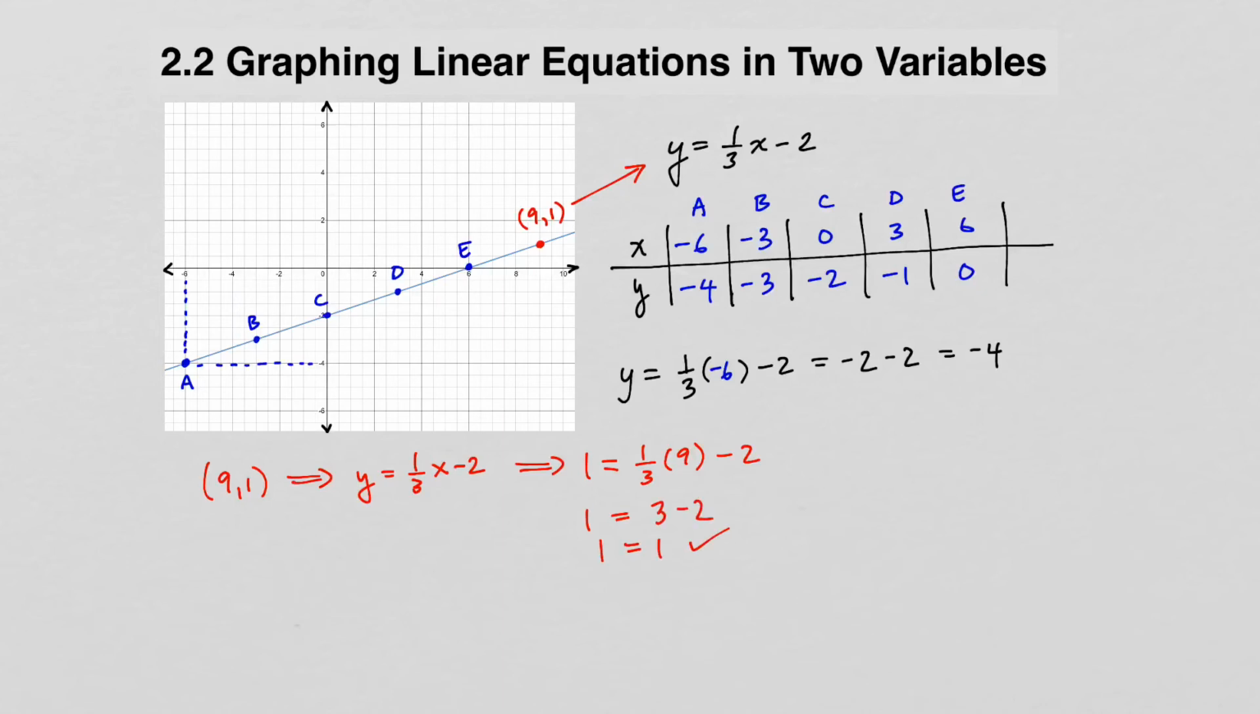So it checks out. Again, every set of coordinates that makes the equation true will be on the graph, and every point that is on the graph will make the equation true. So when you're graphing a line, for example, you're not just drawing a picture, you're looking at the picture of the solutions to that equation.